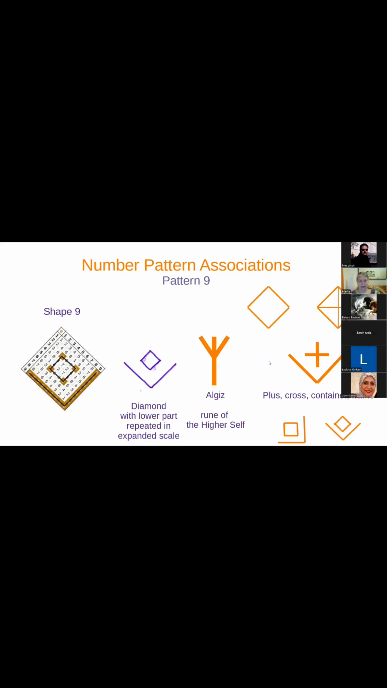And the number pattern associations for number 9 are a diamond with a lower part repeated in an expanded scale. The Algis rune is a rune of the higher self, plus the cross, the container, the frame, and various aspects of the square.